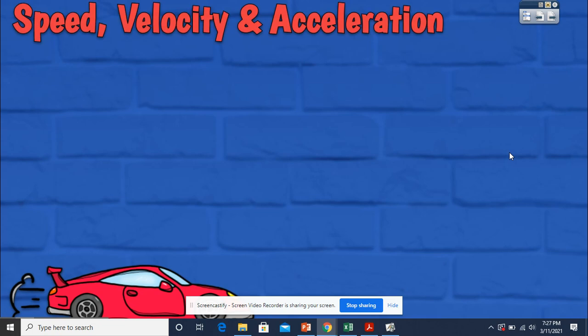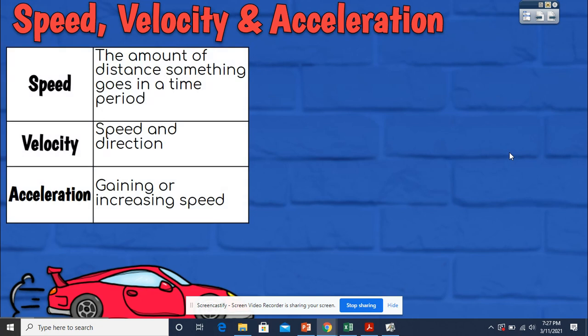The main one we need to focus on is speed. So speed is the amount of distance something goes in a time period, and that is where we get the equation speed equals distance divided by time. Next we have velocity. So velocity is just speed that has direction. And then acceleration is gaining or increasing speed, like you're accelerating.